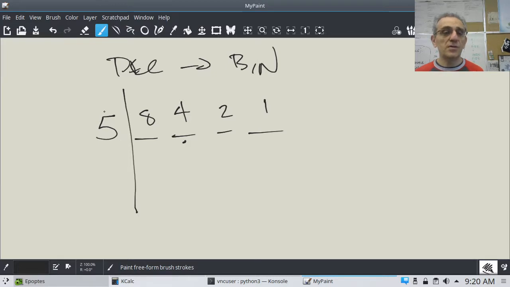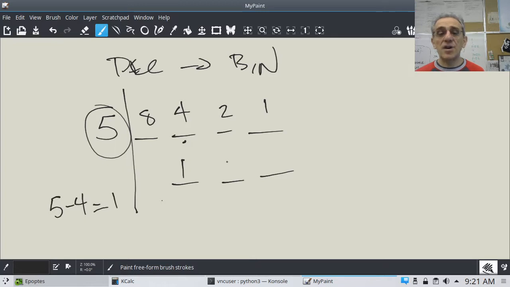What you do is you look at the 5 and you start from the left-hand side and you find the biggest number that fits into 5. So the 8's too big, and anything above 8 would also be too big to fit into the 5. But the 4 will fit into the 5, so we'll say, okay, let's put a 1 in the place of the 4. Now, how much do we have left? Well, if we go 5 minus 4, we've only got 1 left. And so therefore the 2 is too big, so let's put a 0 there, and the 1 fits perfectly, and so that's your answer. 101 is equal to 5.